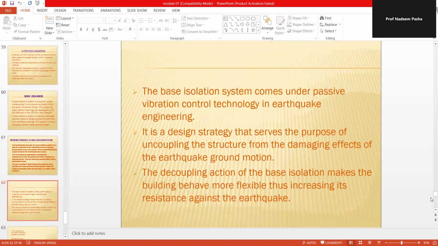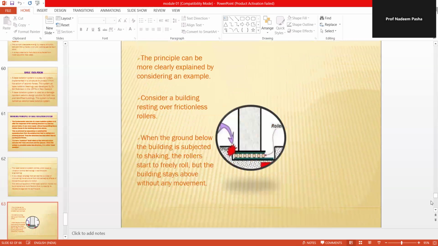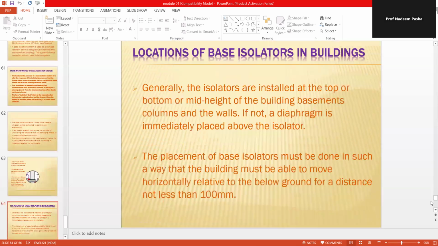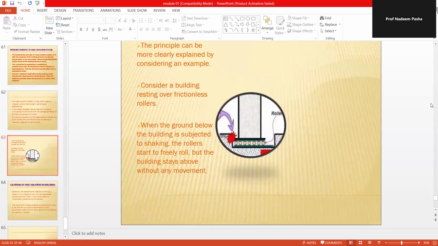Up to how much distance it should move, the minimum allowed is 100 mm. This can also be understood with the help of an example. We are considering a building resting over frictionless rollers. When the ground below the building, that is this blue dotted portion, is subjected to shaking, the rollers which are free from friction will rotate, and the building above it will move without any movement.